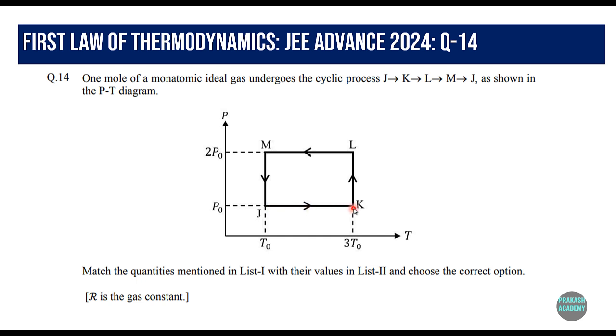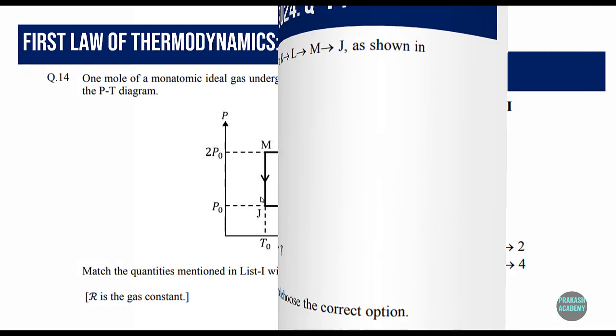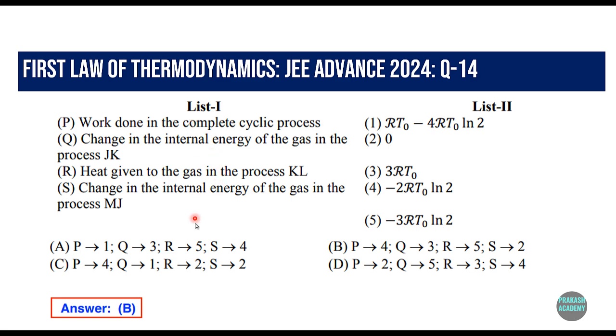And this is the cyclic process J to K, K to L, L to M and M to Z. Different temperatures are given and different pressures are also given. Then we have to match the quantities mentioned in list 1 with their values in list 2 and choose the correct option. The gas constant R is also given. So this is the list 1 and this is the list 2.